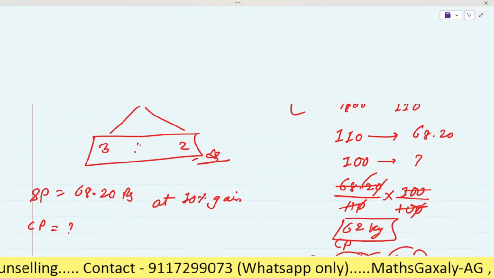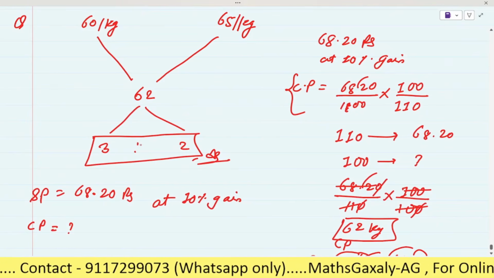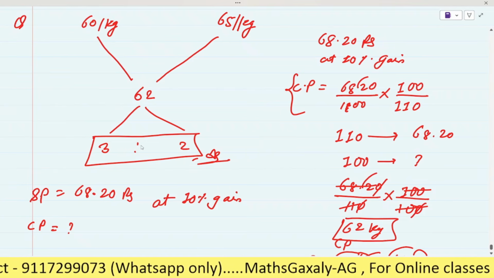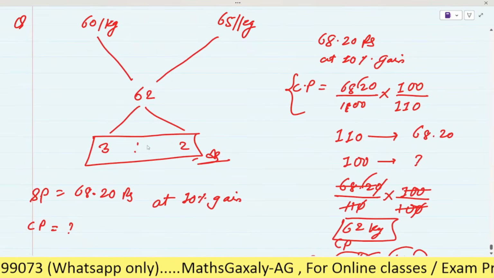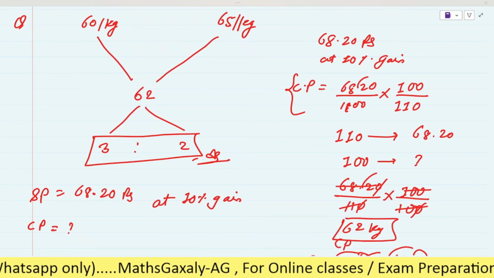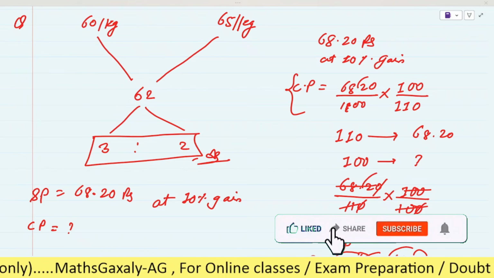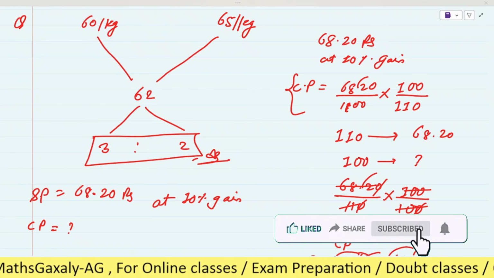The CP of the first tea was 60 per kg. The cost price of the second tea is 65 per kg, and here we got the CP of the mixture as 62 rupees per kg. Is it clear? Yes, sir. Or any doubt? No, sir. Okay, then please note it down.